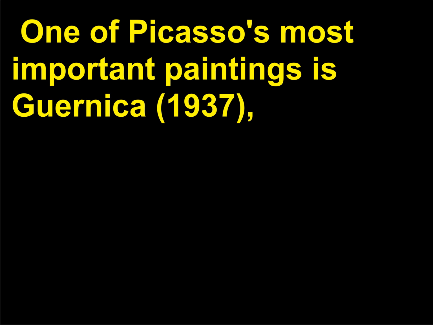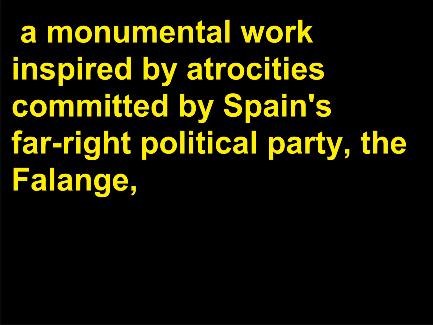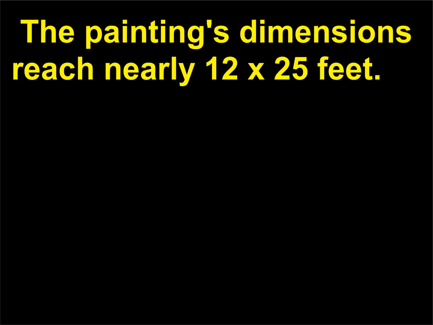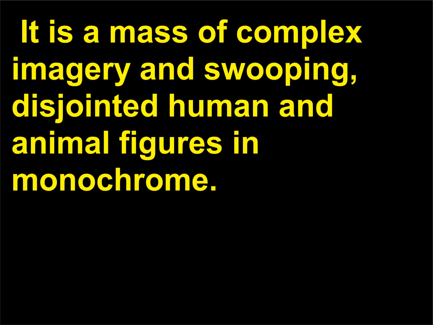One of Picasso's most important paintings is Guernica, 1937. A monumental work inspired by atrocities committed by Spain's far-right political party, the Falange, which was responsible for bombing the Basque city of Guernica, killing nearly 2,000 people. The painting's dimensions reach nearly 12 x 25 feet. It is a mass of complex imagery and swooping, disjointed human and animal figures in monochrome.